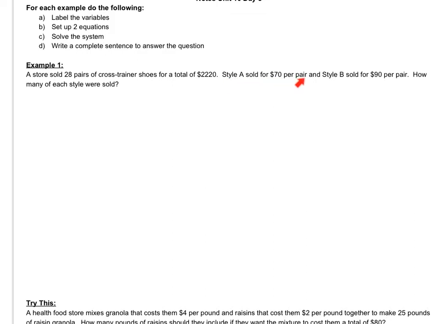Style A sold for $70 per pair, and style B sold for $90 per pair. How many of each style were sold? The very first thing we need to do is label our variables. So what are we looking for? We are looking for how many of each style were sold. So for part A here, we can say our variables. We can use A to represent the number of style A, and we can let B equal the number of style B.